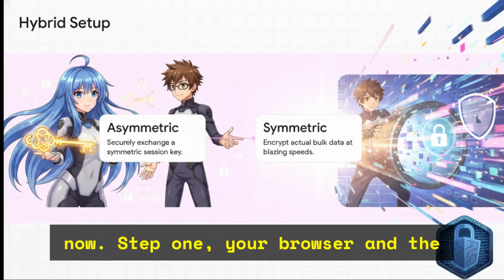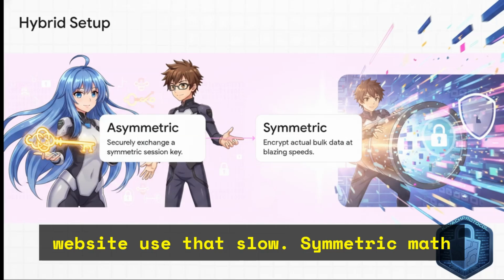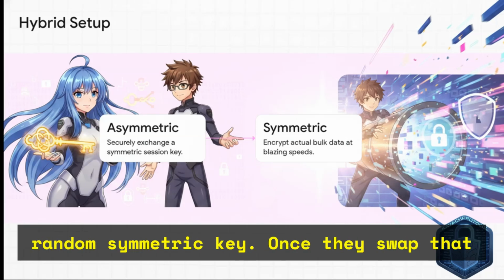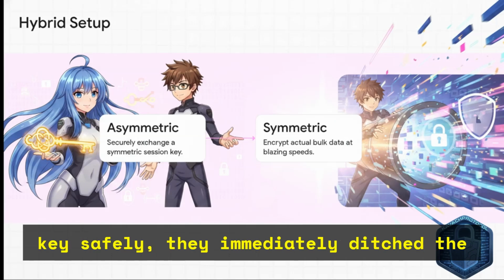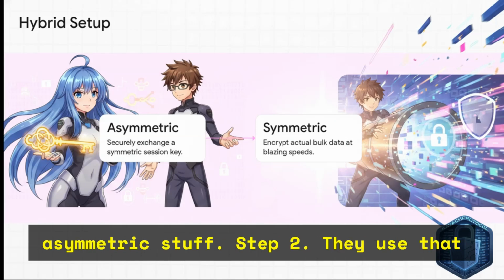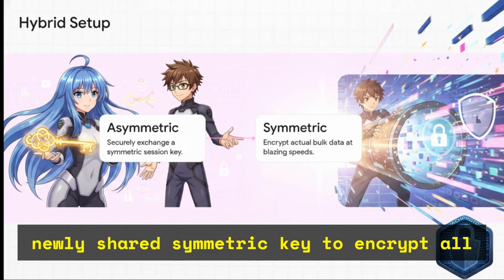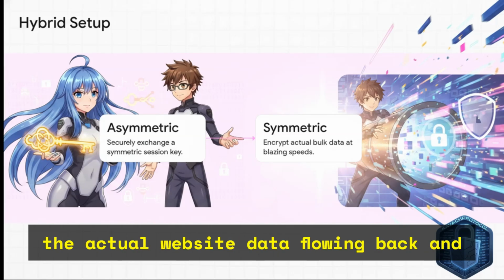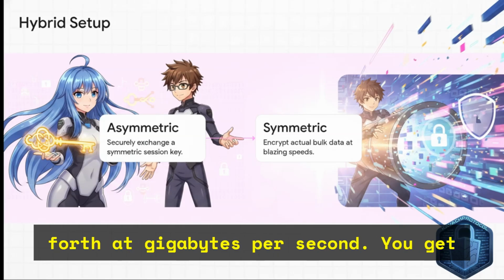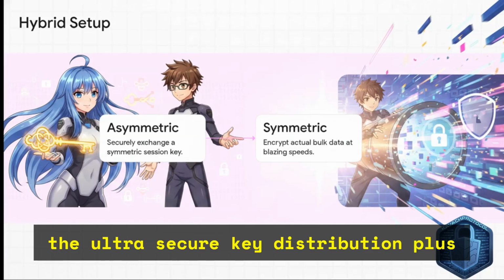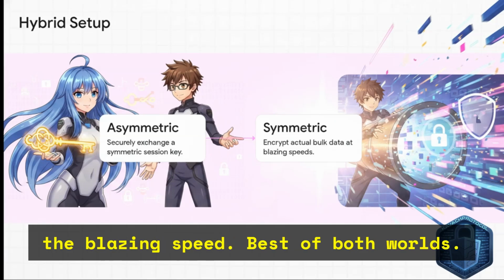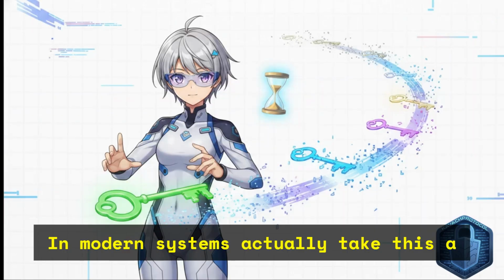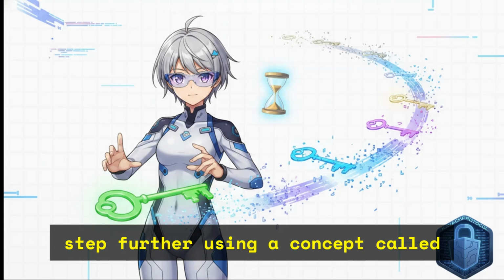Step 1. Your browser and the website use that slow, asymmetric math just to securely agree on a brand new, random symmetric key. Once they've swapped that key safely, they immediately ditch the asymmetric stuff. Step 2. They use that newly shared symmetric key to encrypt all the actual website data flowing back and forth at gigabytes per second. You get the ultra-secure key distribution plus the blazing speed. Best of both worlds.